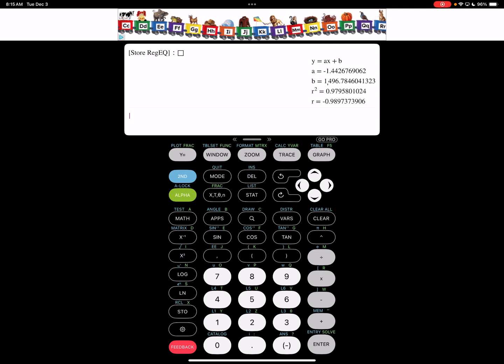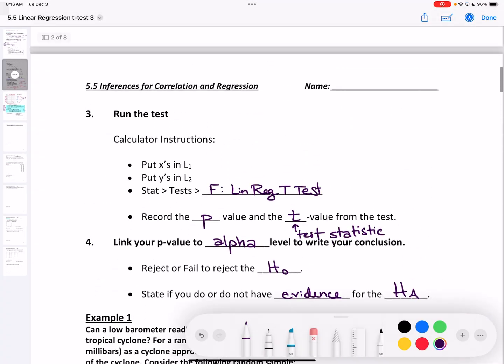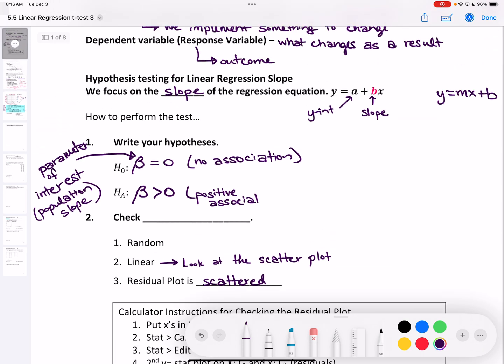Okay. In this class, I'm not going to count it wrong if you put ax plus b, but we use the form a plus bx. And the reason I'm trying to get you to do that, let me show you, is because when you use a plus bx, look at what slope is. Slope is b, right? And then I told you when you're writing your hypotheses, you write them about the slope, which is beta. So the statistic that we're going to find is b, and then our parameter is beta. So I was trying to be consistent. I'm not going to count it wrong though if you put ax plus b.